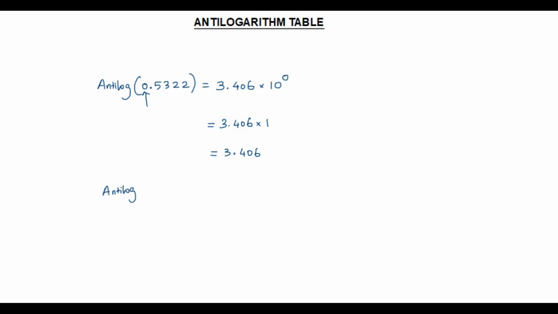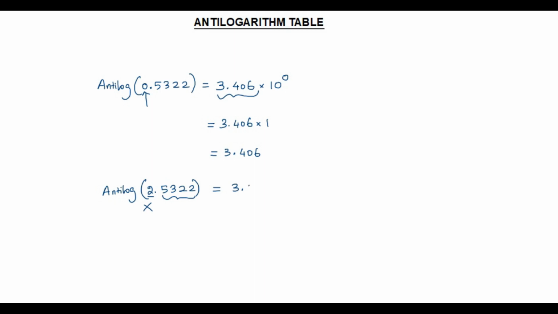Antilog of 2.5322. In the previous example I told you very clearly, when we use the antilogarithm table, we are not supposed to consider the digit we have before the decimal. We have to consider only the digits after the decimal, that is 5322. Just now we got the value in the antilogarithm table for 5322, that is 3.406.